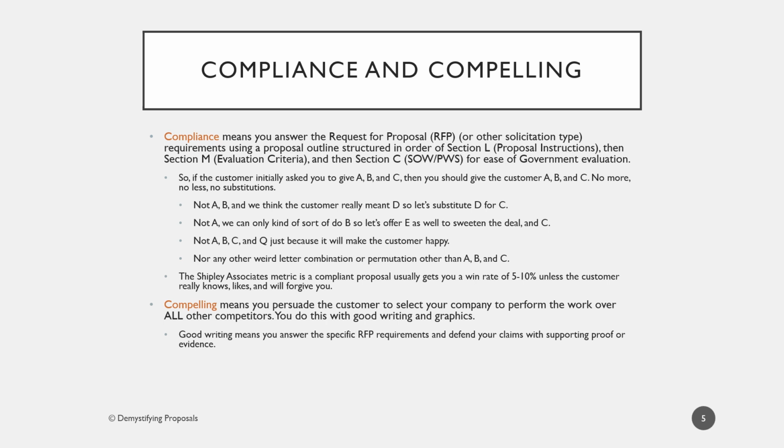So if the customer initially asked you to give A, B, and C, then you should give the customer A, B, and C, no more, no less, no substitutions. Not A and B, and we think the customer really meant D, so let's substitute D for C. Not A, we can only kind of sort of do B, so let's offer E as well to sweeten the deal. And C, not A, B, C, and Q, just because it will make the customer happy, nor any other weird letter combination or permutation other than A, B, and C. The Shipley Associates metric for a compliant proposal usually gets you a win rate of 5 to 10%, unless the customer really knows, likes, and will forgive you.